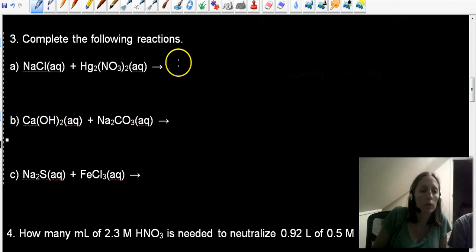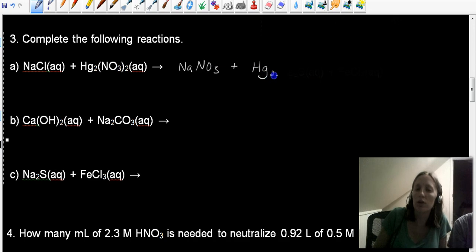So what you can get is sodium nitrate, which is soluble. And you can get mercury, and you've got to remember that the mercury ion likes to hang out with itself. So mercury tends to come in pairs, Hg2 2+. And that's going to result in Hg2Cl2. That is a chloride with Hg2, so Hg2Cl2 makes a solid, whereas sodium nitrate is aqueous.